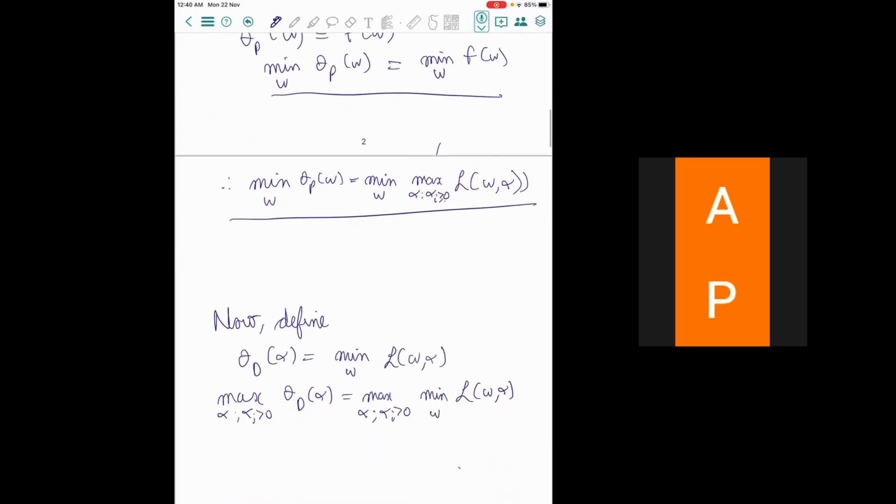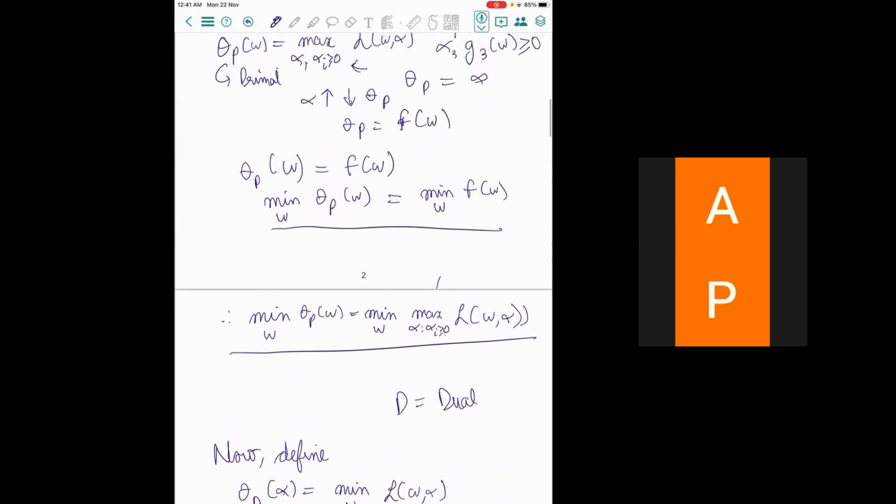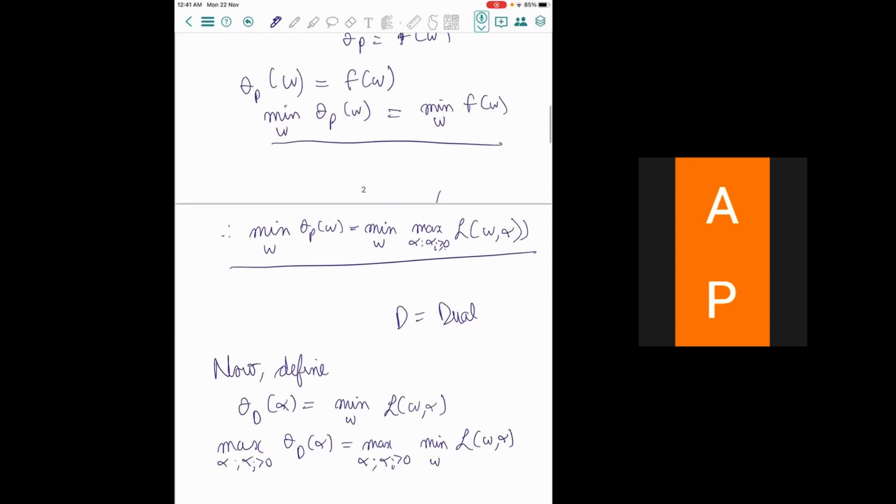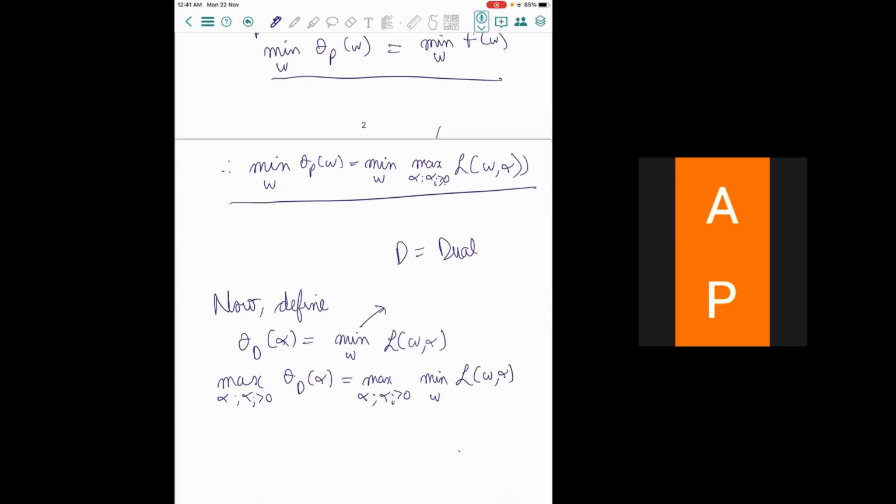Now we define another quantity, theta d. Here d stands for dual. Theta d is a function of alpha, and that is after minimization of the Lagrangian over all w. So in the first case, we were defining a theta p which maximized over all alpha. But here we are defining a theta d which is minimizing over w. And after minimizing over w, if we maximize theta d over alpha, we get a maximization over alpha, minimization over w, of the Lagrangian.